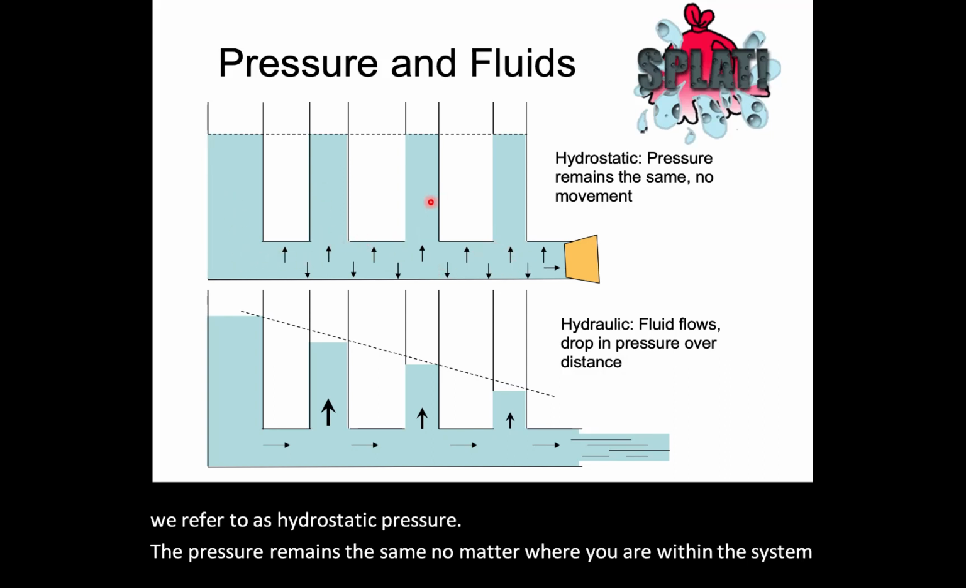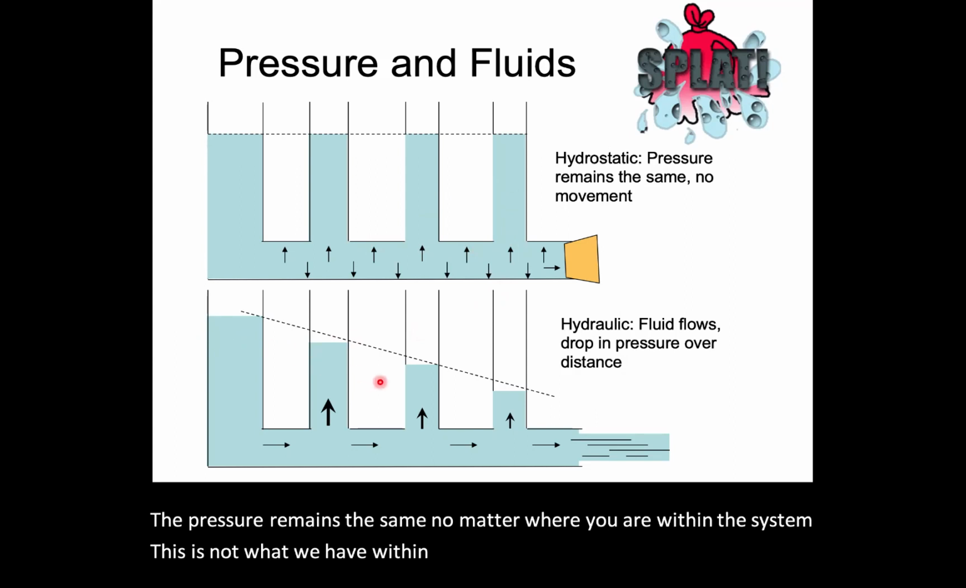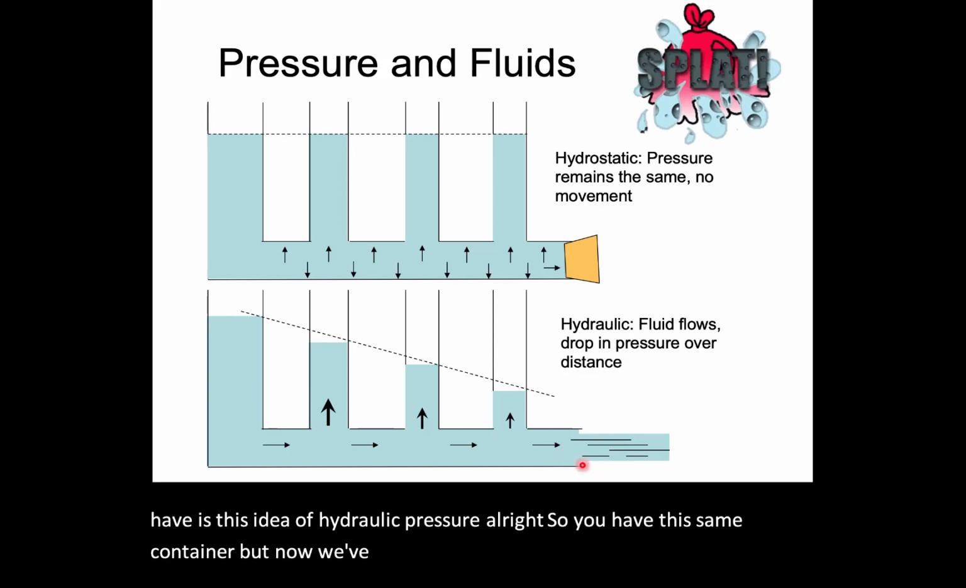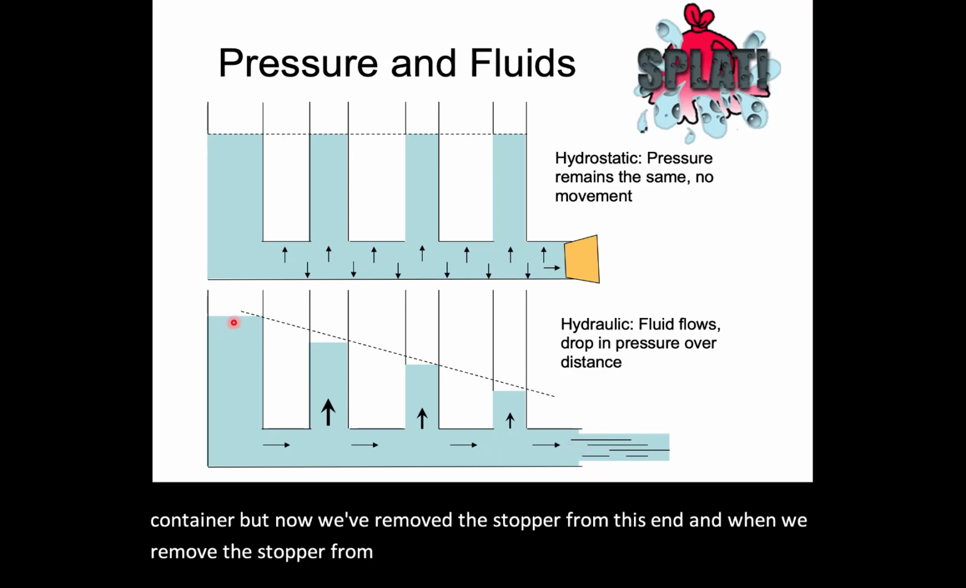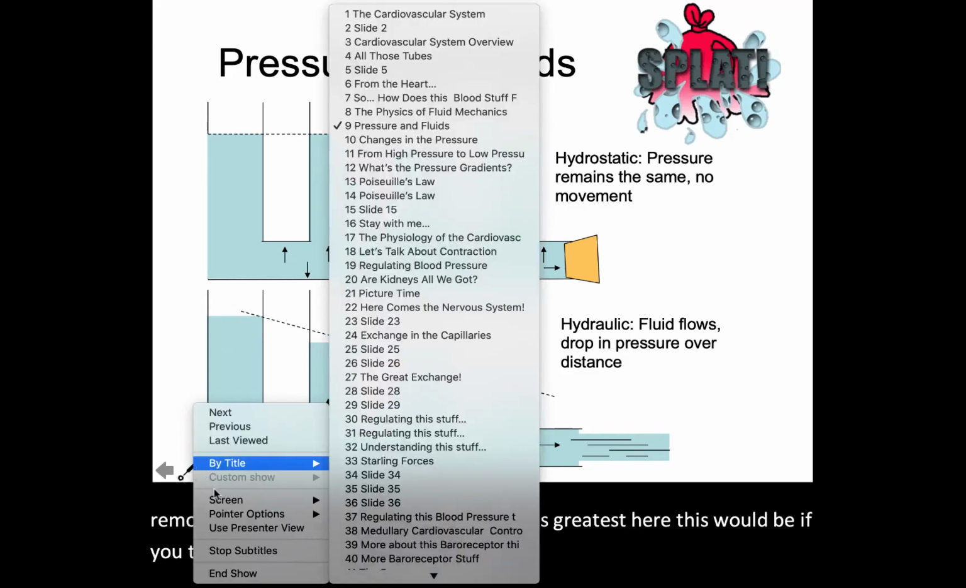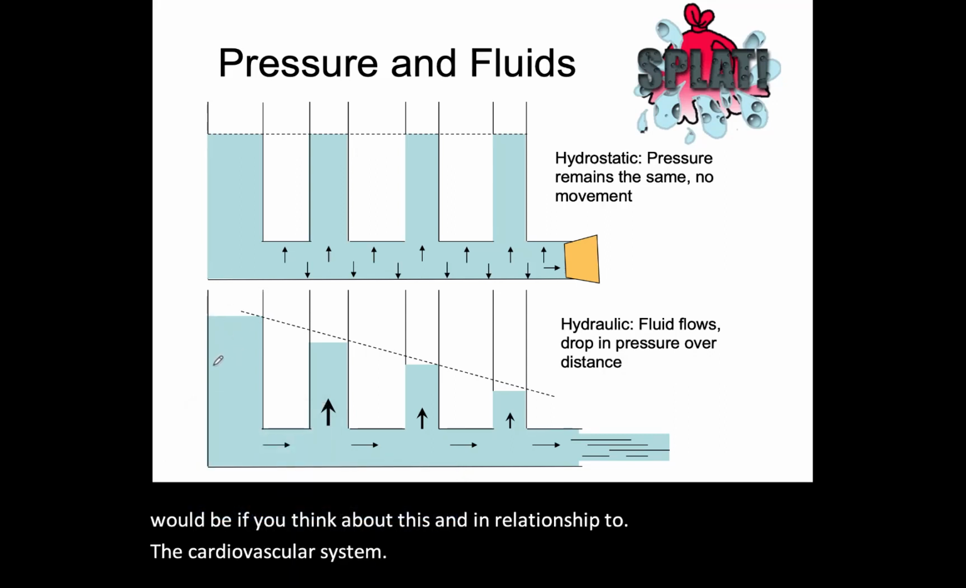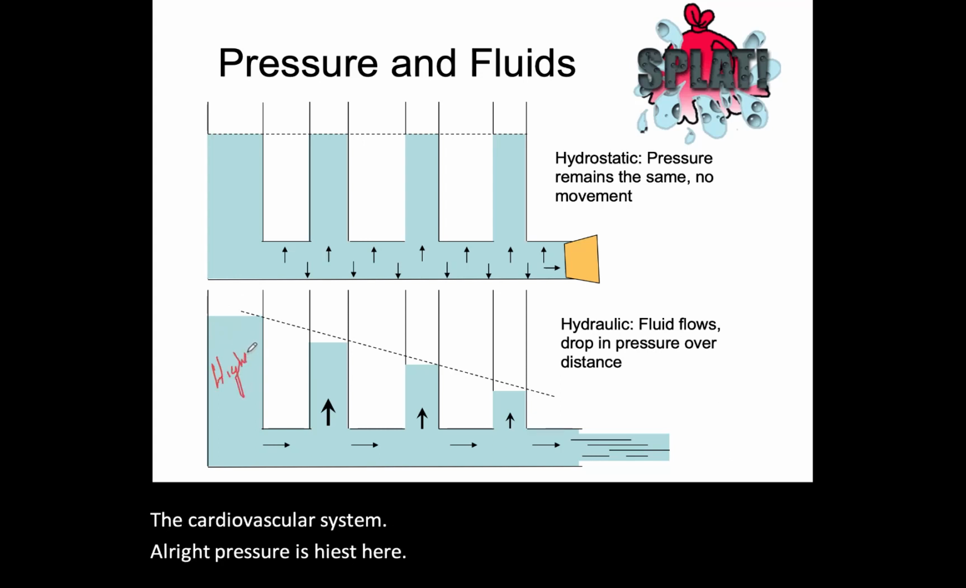This is not what we have within the cardiovascular system. Instead, what we have is this idea of hydraulic pressure. So you have this same container, but now we've removed the stopper from this end. And when we remove the stopper from this end, pressure is greatest here. If you think about this in relationship to the cardiovascular system, pressure is highest here. And so this would be closest to the heart. This would be almost like your aorta.